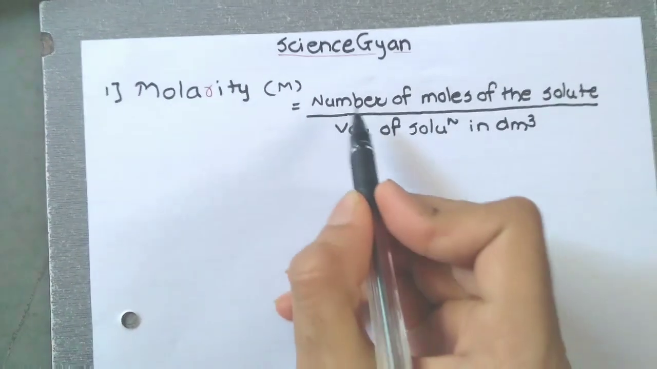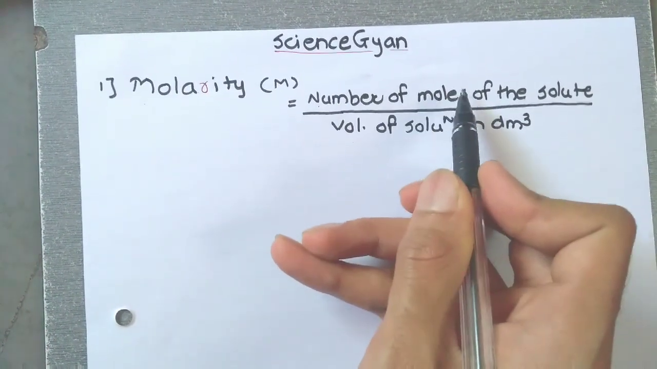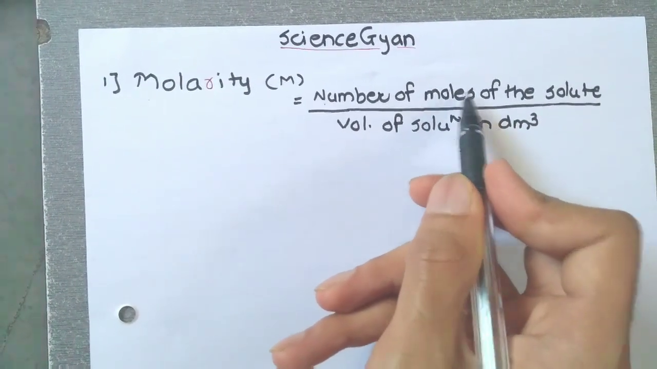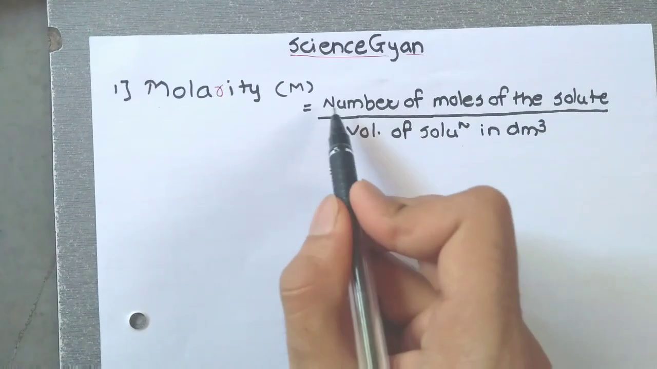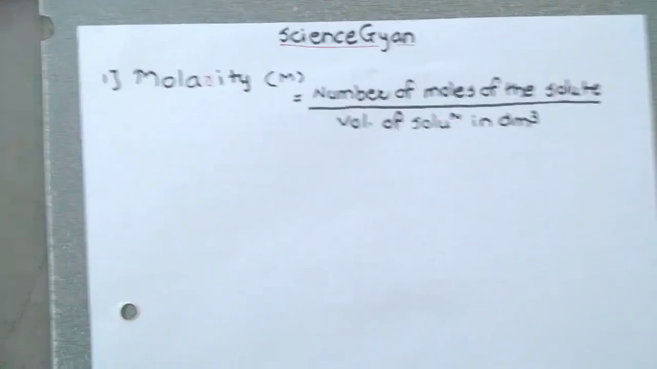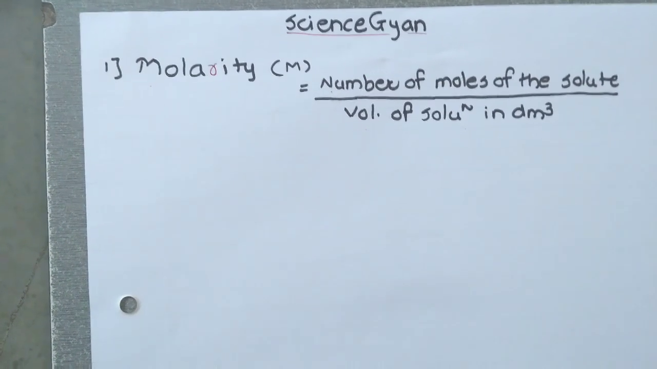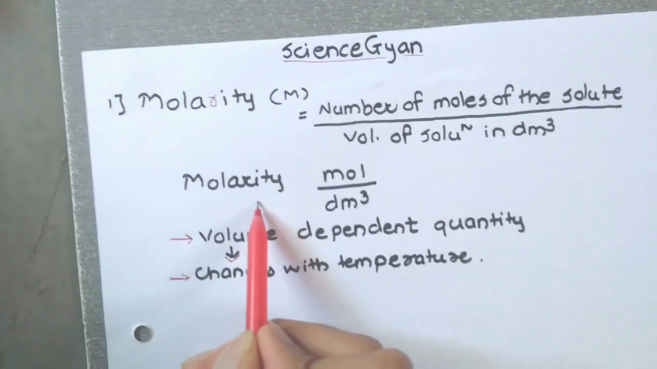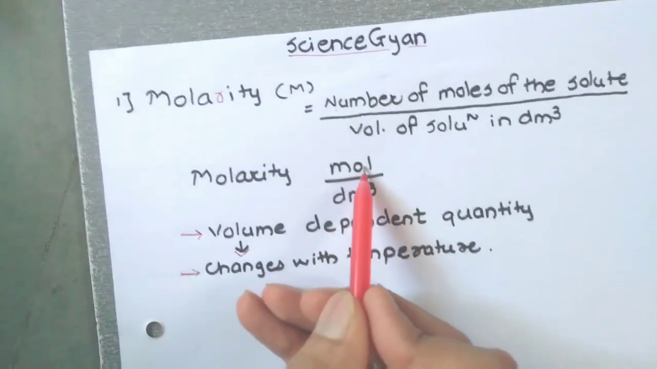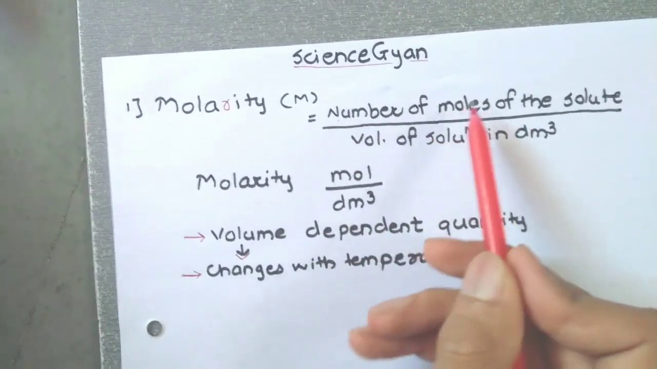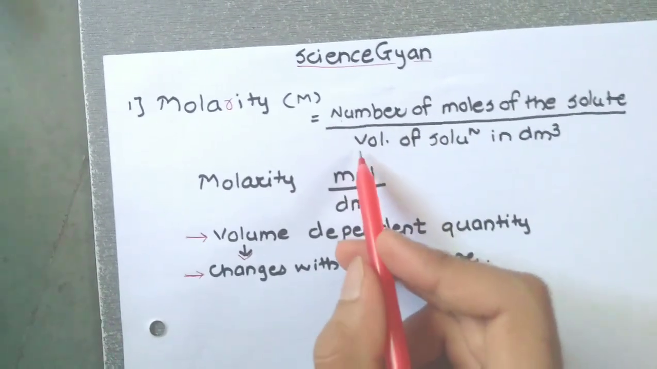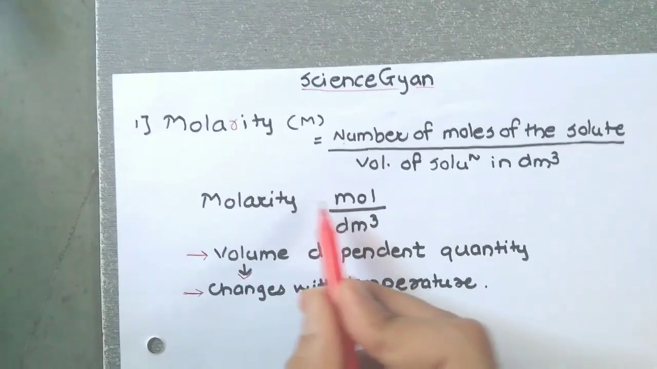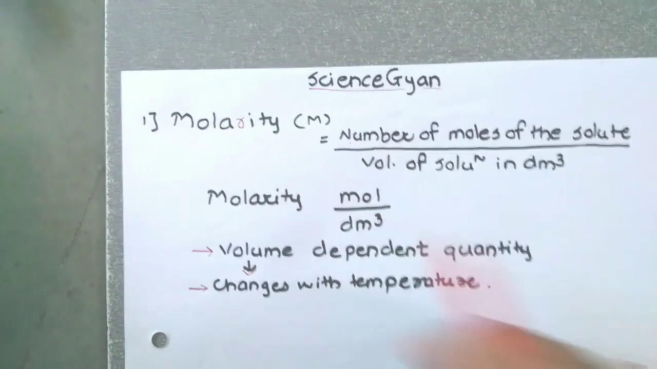So we can write it as number of moles of solute. We can write this as mass of a solute in kg divided by molar mass of a solute, as we know the definition of number of moles. So we will study how to solve numericals based on molarity. Molarity is expressed in mole per dm cube. As we know, number of moles of solute is in mole, and volume is expressed in dm cube or liter, so it is expressed in mole per dm cube.